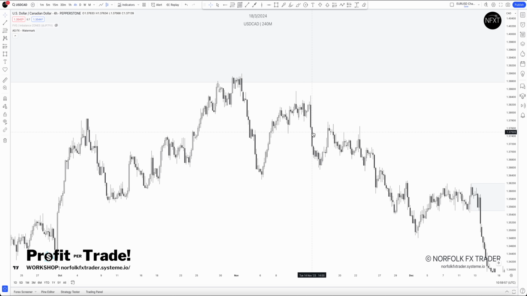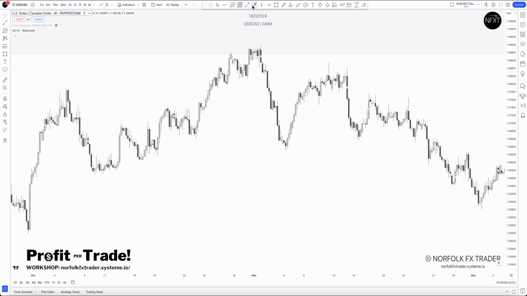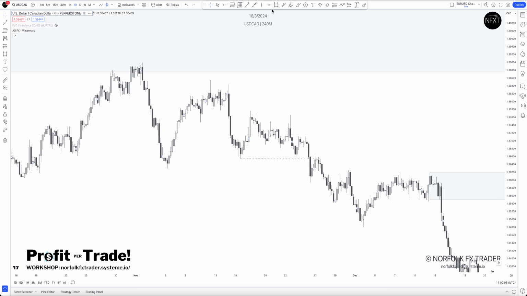If I go over here, we look for the area to be broken of structure. Let's say we're using this as an area to be broken. Okay, there's a move down. The area of supply would be this last buy to sell move, basically meaning these last bullish candles before the move to the downside. Okay, that's my area of supply.